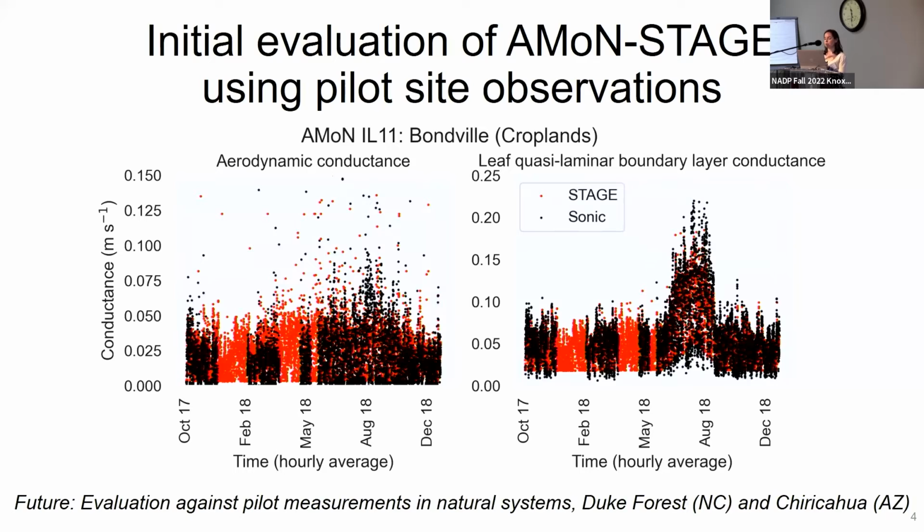So I think this shows STAGE is doing a reasonably good job, both at representing the magnitude and variations of these physical parameters in this process. So we still have quite a lot to do with this, and I'm looking forward in the future to additional evaluation against the other pilot site measurements, which are in natural systems, including Duke Forest in North Carolina, as well as Chiricahua, which is a more complex terrain grassland site in Arizona.